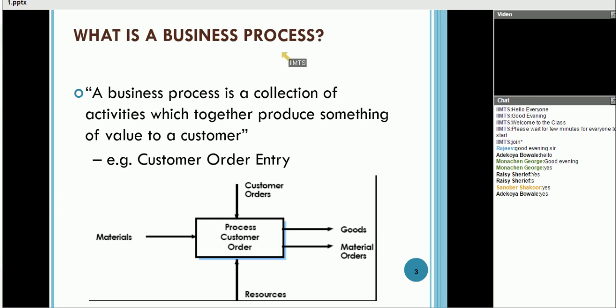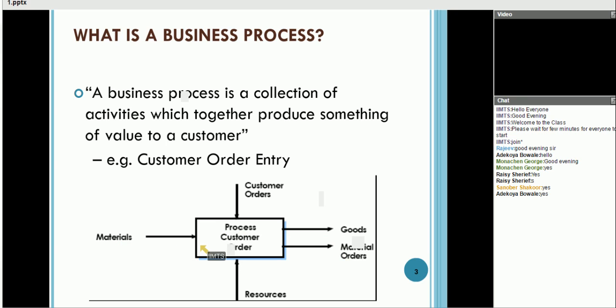Now, what do we mean by the term business process? A business process is a collection of activities which together produce something of value to a customer. For example, customer order entry. If you see this flow chart, here we have a block with the name process customer order, and in that, the customer gives their order, resources are checked, materials are provided. As a result, we get goods and material order.